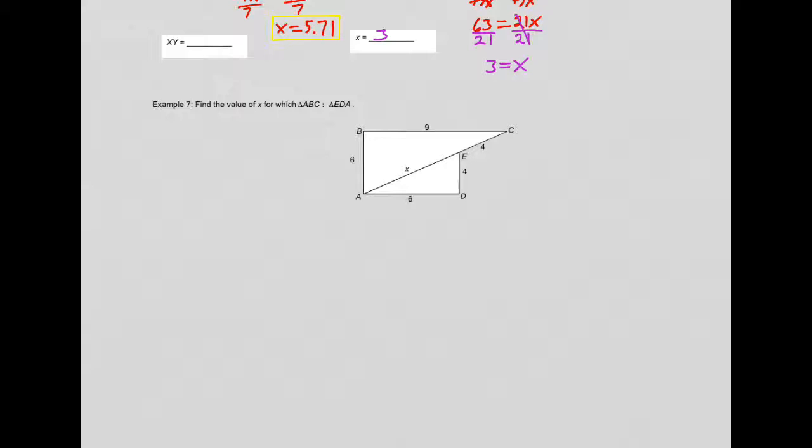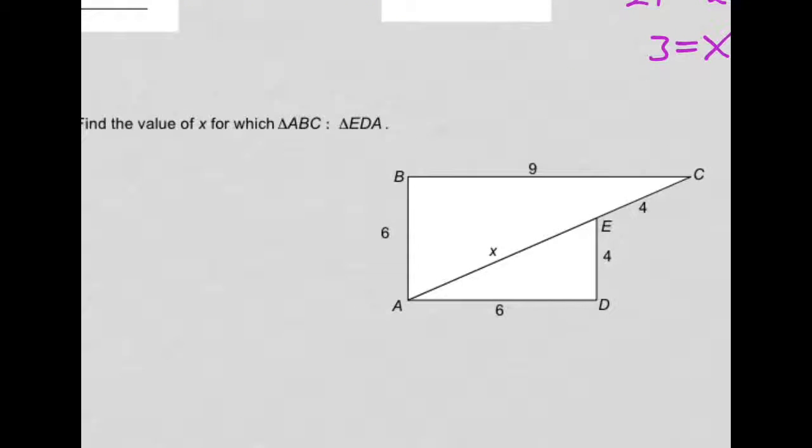Okay, example number 7 says find the value of x for which triangle ABC is proportional to triangle EDA. Now see, EDA is all kind of flipped over here like this, and we've got E, D, A.